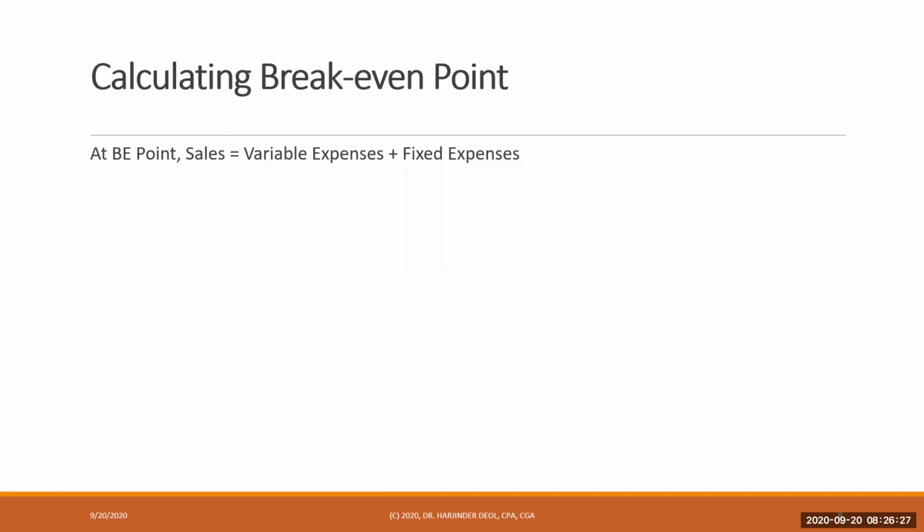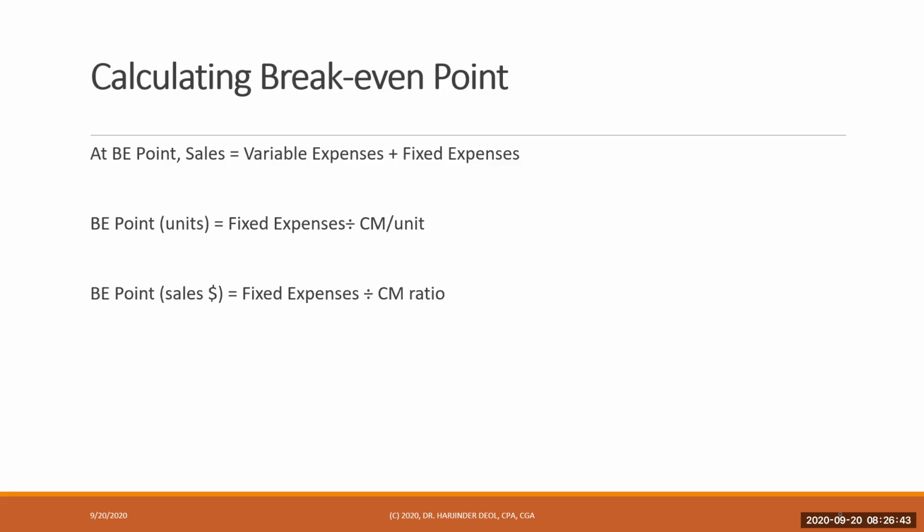So the break-even point in units is calculated by dividing the fixed costs by contribution margin per unit. The break-even point in sales dollars can be calculated directly by dividing fixed costs by a product's contribution margin ratio. However, I tend to do the calculation just a little bit differently. I tend to say, first calculate the break-even point in units, and then multiply that break-even point in units by the selling price. So we'll take a look at that soon.